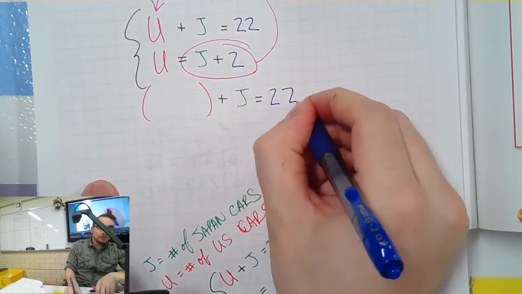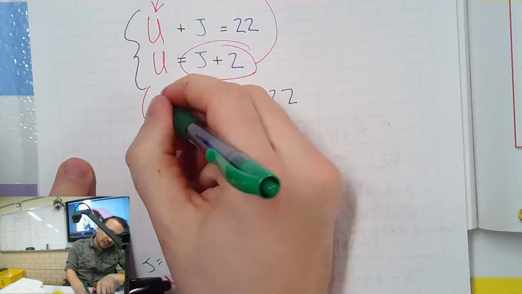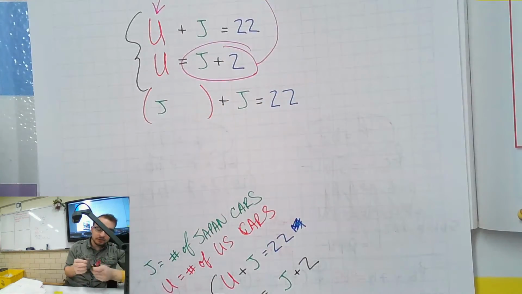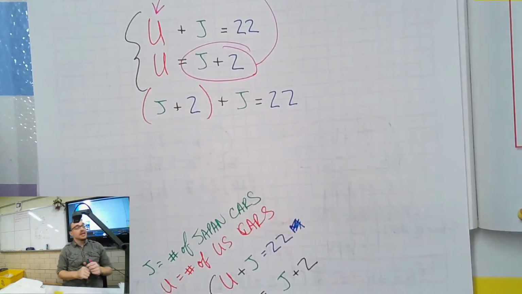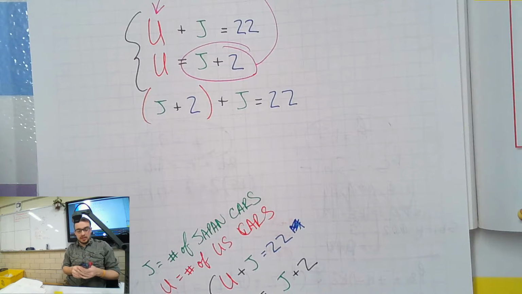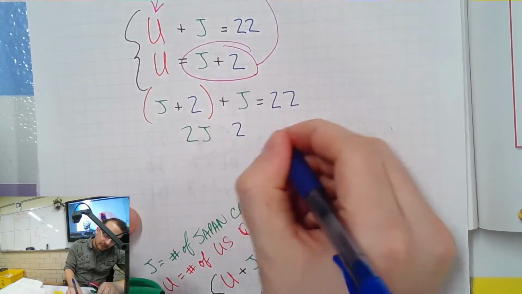Before we had two equations with two variables. But after we do a substitution, instead of having two variables in one equation, we're only going to have one variable, J. And that's going to give us something that we can work with, right? So now we have J plus 2 plus J. Well, we don't need parentheses, all addition, right? So it's 2J plus 2 equals 22.